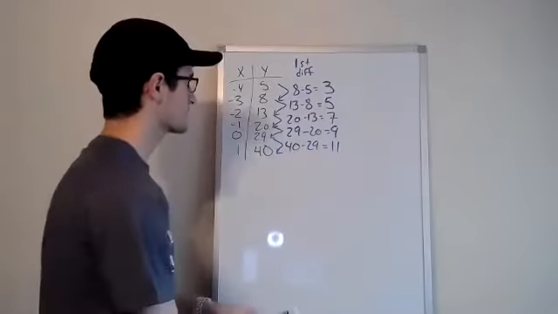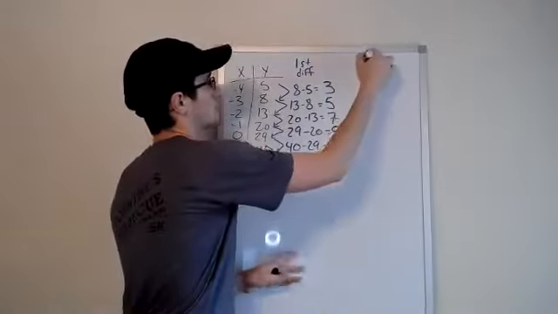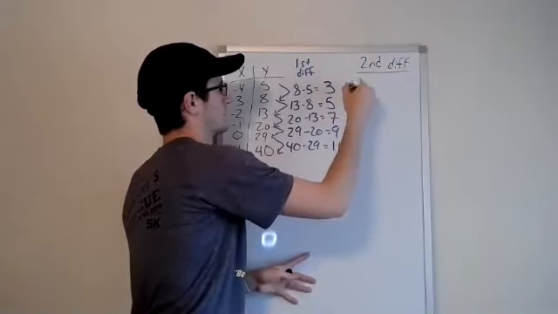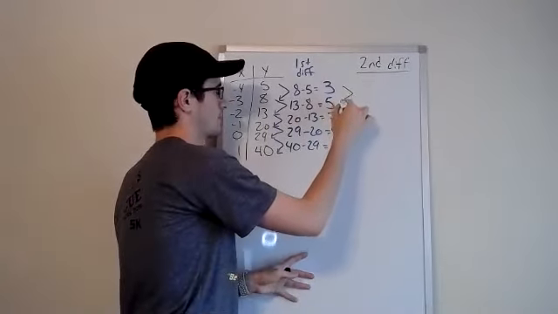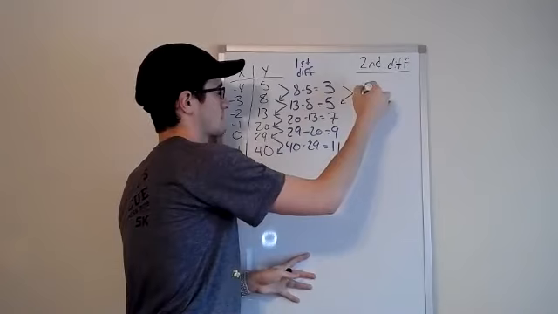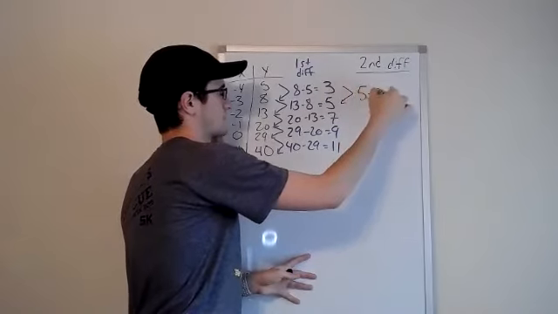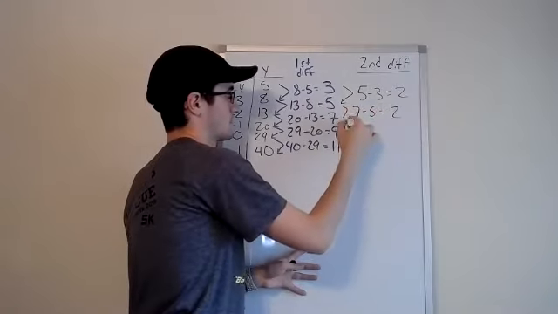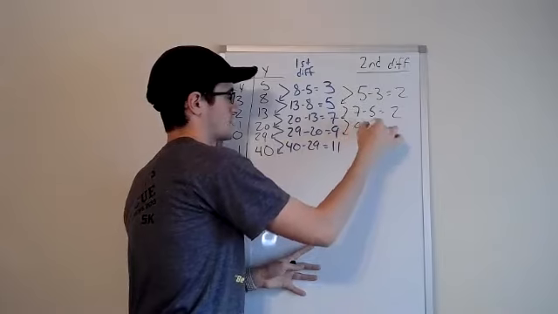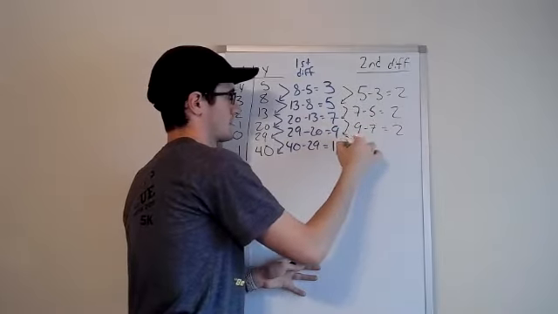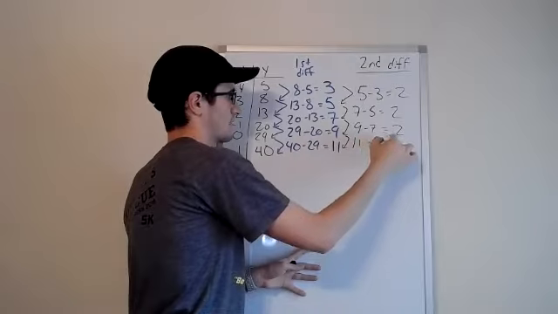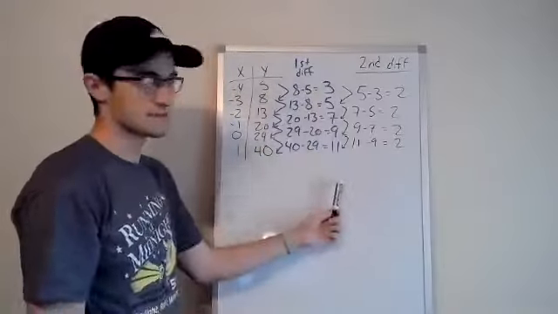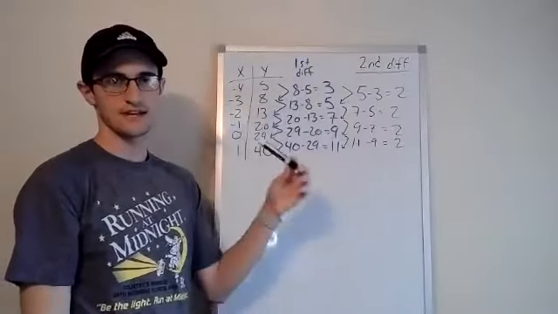And the process is still the same. The pairs are just going to be new. Okay, so let's look at those two. 5 minus 3 is 2. 7 minus 5 is 2. 9 minus 7 is 2. 11 minus 9 is 2. Okay, so the first difference is not constant, so we had to move on to the second difference. But the second difference was constant.